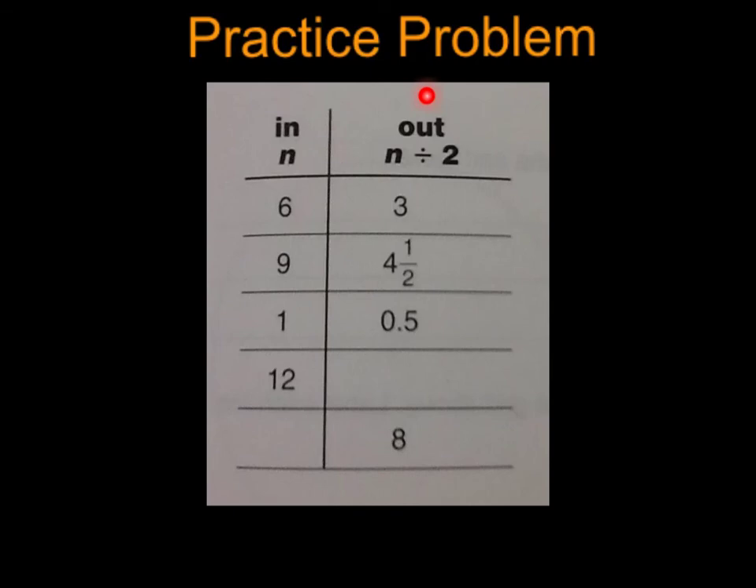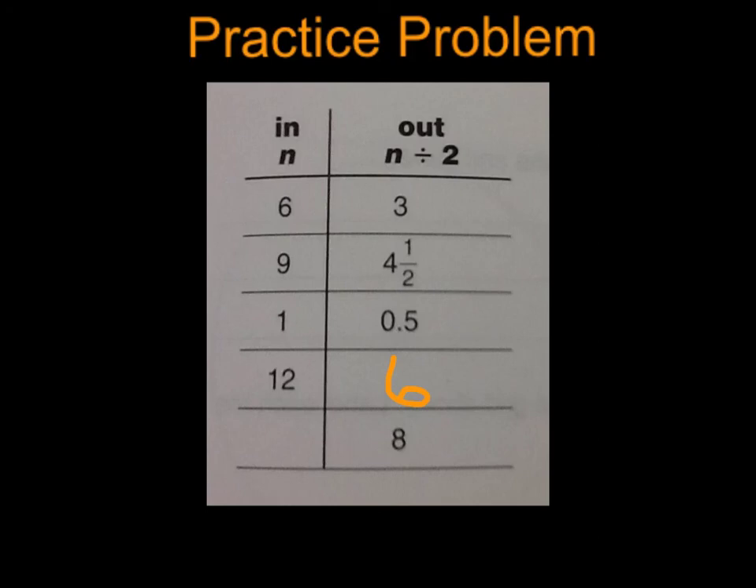In order to find the number that goes on this side, we need to take the number N and divide it by 2. You can see that 6 divided by 2 is 3, 9 divided by 2 is 4.5, 1 divided by 2 is 0.5, but what is 12 divided by 2? 12 divided by 2 is 6.